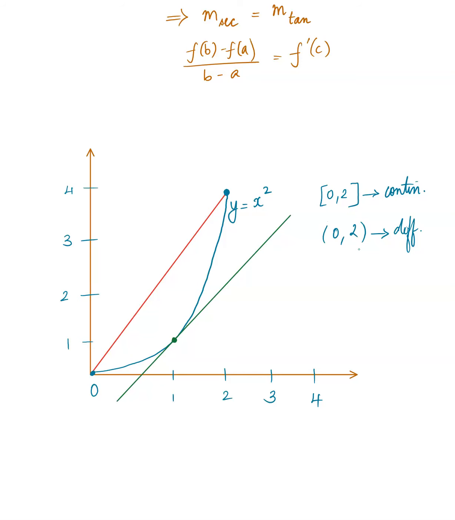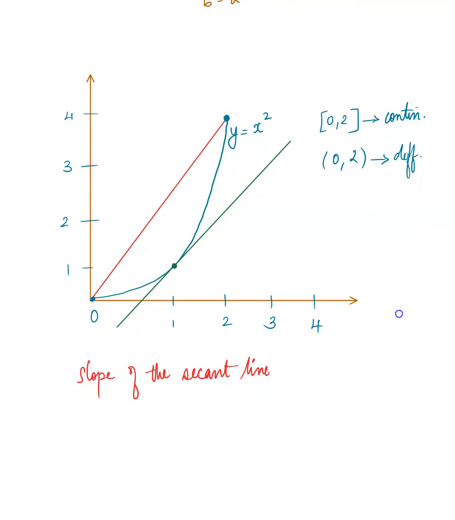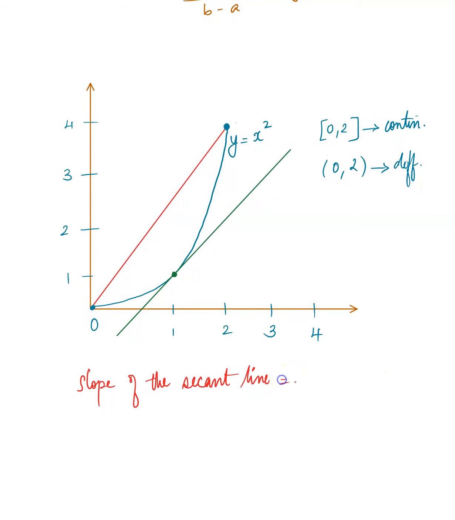Okay. All right. So what does MVT tell us? MVT says, well, if you took the slope of the secant line, then you can find at least one point between 0 and 2 where its slope will match with the slope of this red line. So the slope of the secant line between 0 and 2 will be f of 2 minus f of 0 over 2 minus 0, right?